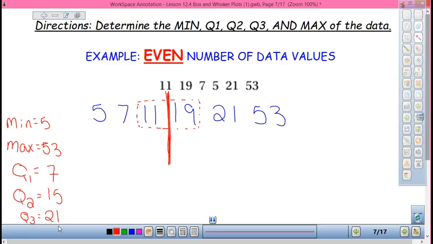Yes. I would, so that you know where the middle is, where you're splitting it into 2. Does that make sense? Okay.